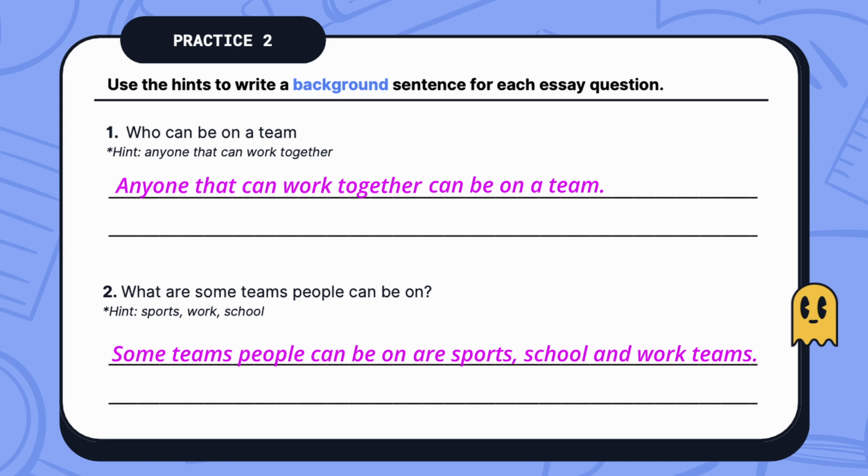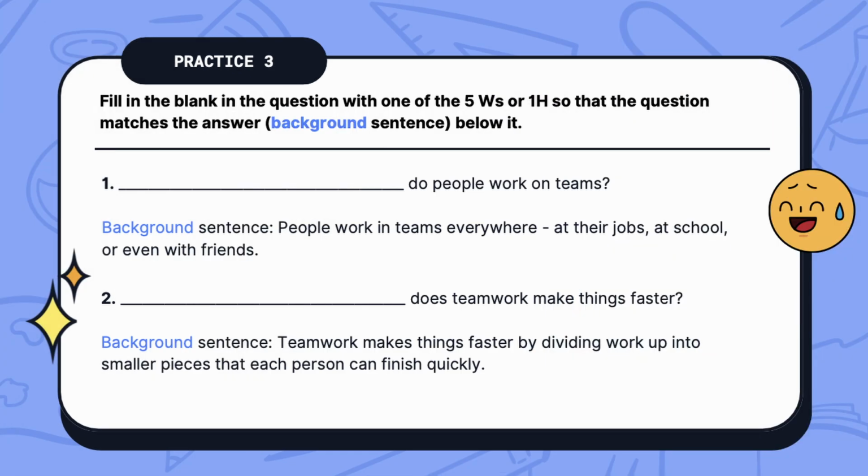Are you ready for practice number 3? Fill in the blank in the question with one of the 5 W's or one H so that the question matches the background sentence below it. Question number 1. Blank, do people work on teams? My background sentence says, people work in teams everywhere, at their jobs, at school, or even with friends. So, I think the best W question is, where do people work on teams? Because my answer has the word everywhere in it.